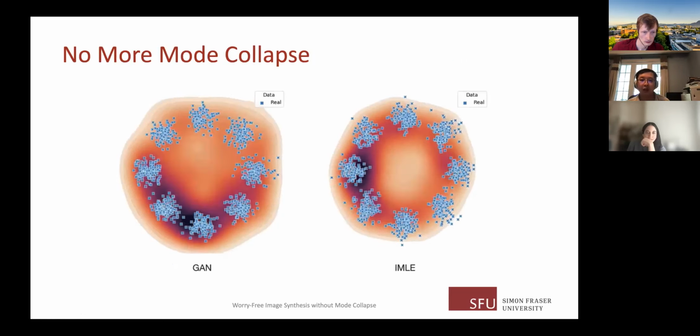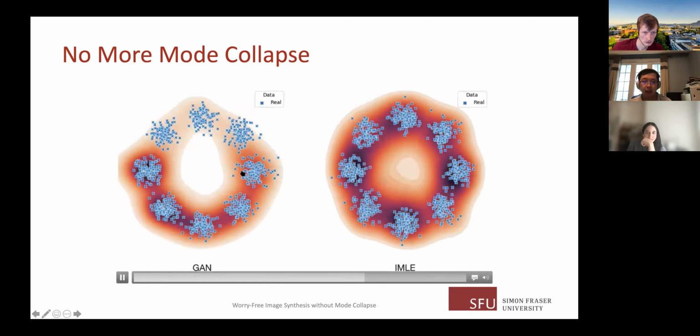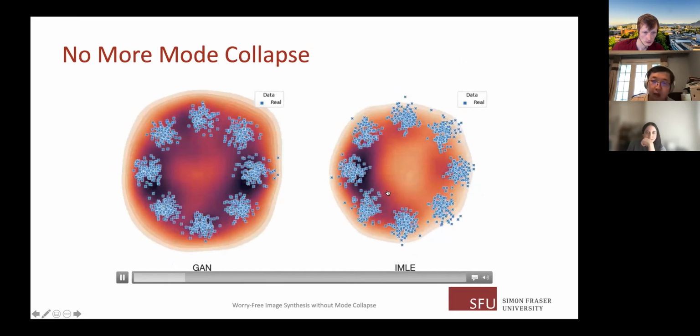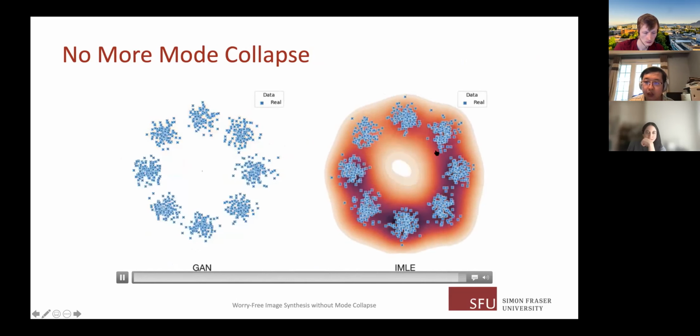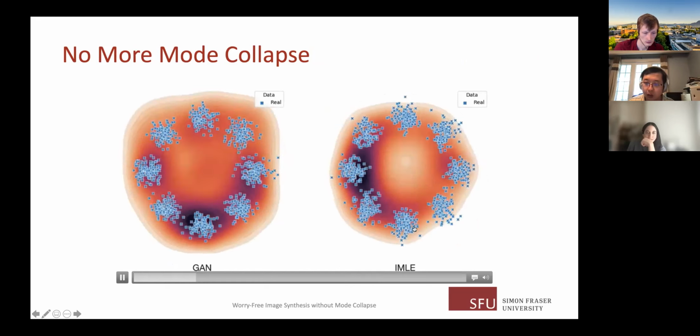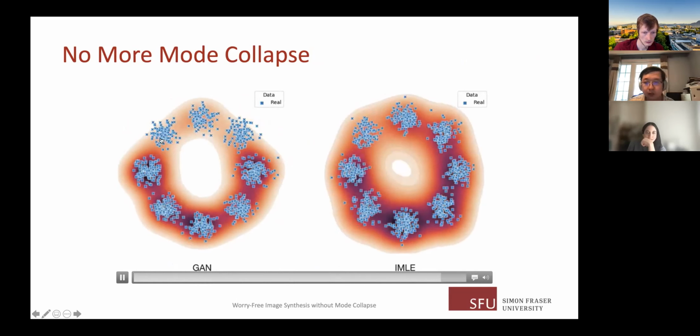Here's what happens when we run this algorithm. On the right-hand side is IMLE, implicit maximum likelihood estimation. You can see that all the different clusters are covered by good probability density, whereas for the GAN, you have very low probability density up here.